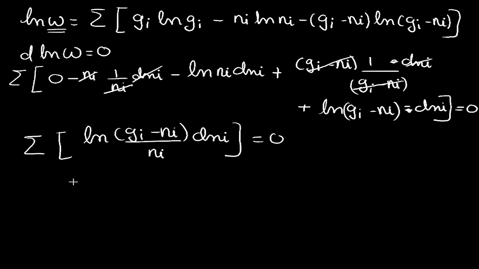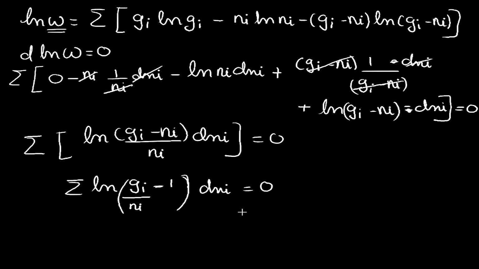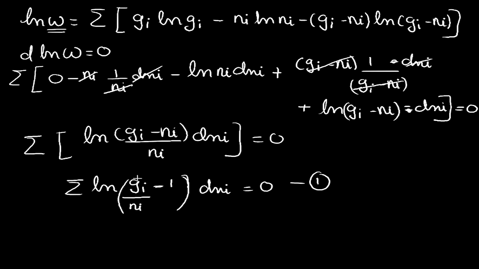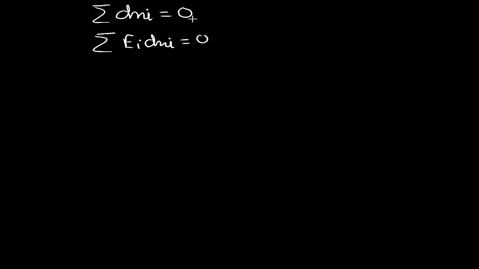Further, we could also write this as the summation of ln of (gi upon ni minus 1) into dni, and that is equal to 0. Now this is our equation number 1, and this gives us the most probable distribution. This expression of the most probable distribution needs to be bound between the number of particles and the total amount of energy. So as we all know, the summation of dni is equal to zero, and also the summation of ei into dni is equal to zero. This most probable distribution has to be bound between the number of particles and the total energy of the system.